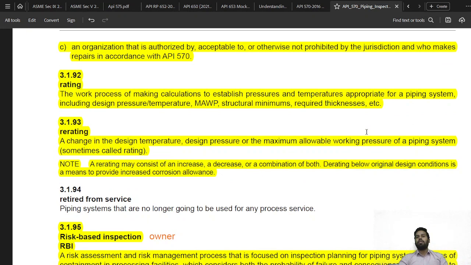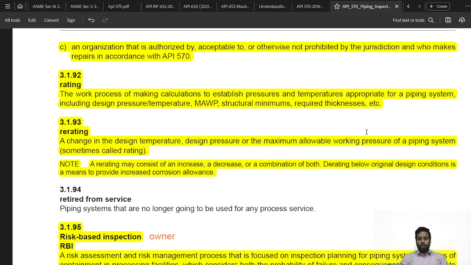Rating is changing the condition of a piping system. Let's imagine I have a pipe that has a maximum allowable working pressure of 200 psi. Now, due to some reason, let's imagine corrosion has happened, I feel that it will not sustain 200 psi. It might sustain 150 psi. So I can change the pressure rating to 150 psi from the original 200. This is considered to be re-rating.